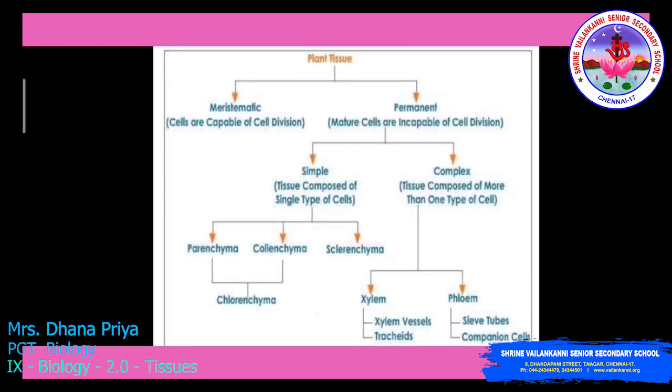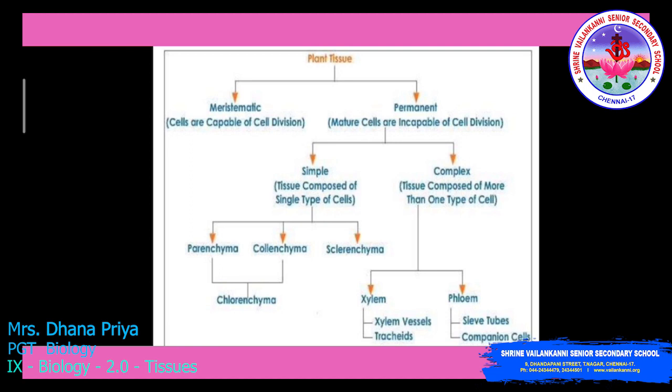Simple tissues are of three types: parenchyma, collenchyma, sclerenchyma, based on the single type of cells. And complex tissues are composed of more than one type of cells, and again are classified into two types. One is xylem and the other one is phloem. So these are commonly called vascular tissues.